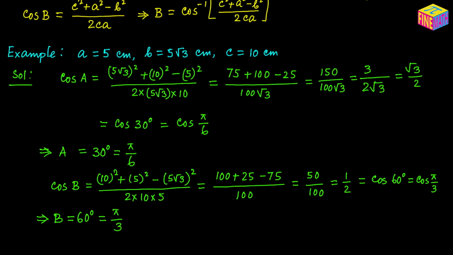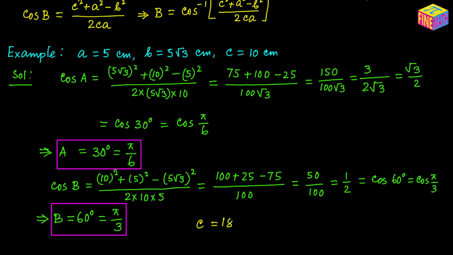So we have been able to find the value of A, which is right here, and also we have been able to find the value of B, which is right here. So now that we have been able to figure out A and B, we should be able to calculate C pretty easily. So we can say then C will be equal to 180 degrees minus the sum of A and B, that is 180 degrees minus 30 degrees plus 60 degrees, that is actually equal to 180 degrees minus 90 degrees, that is 90 degrees. So the size of the angle C is actually 90 degrees.